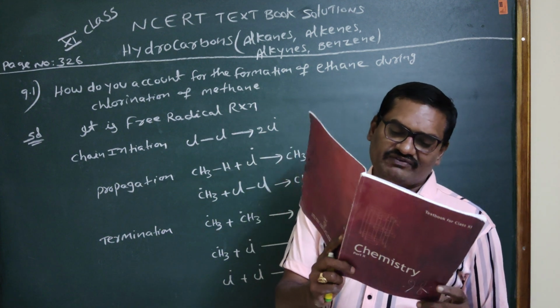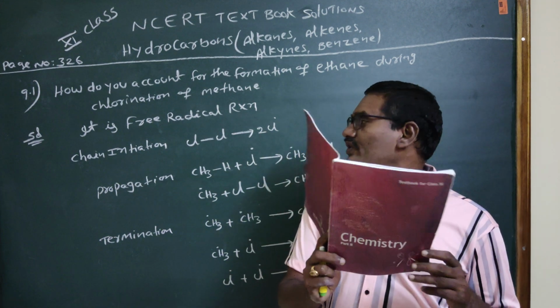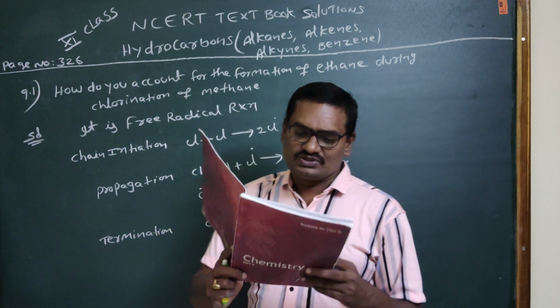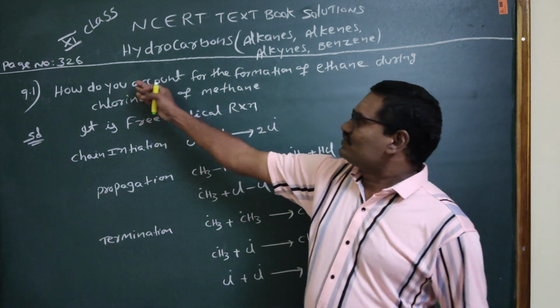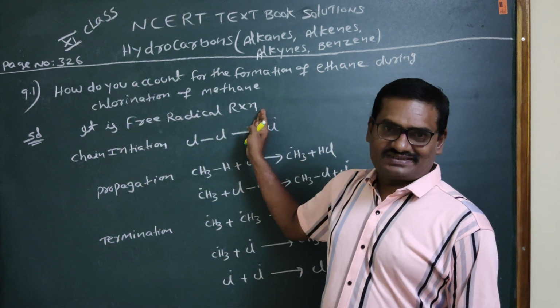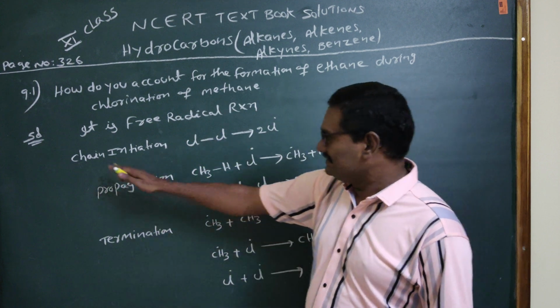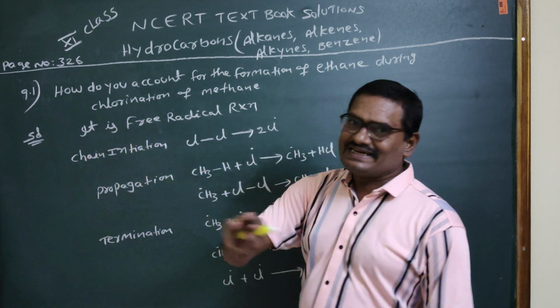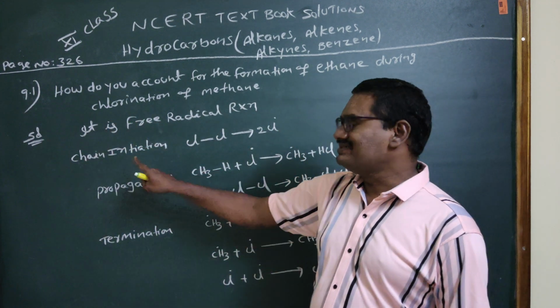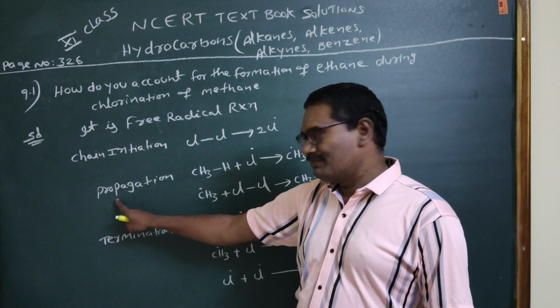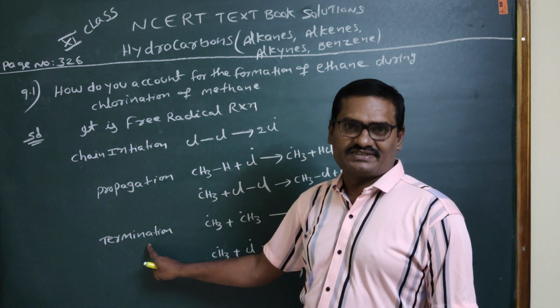How do you account for the formation of ethane during chlorination of methane? So the answer is, it is the free radical reaction. Free radical reaction contains three steps. Number one, chain initiation, number two, chain propagation, number three, chain termination.